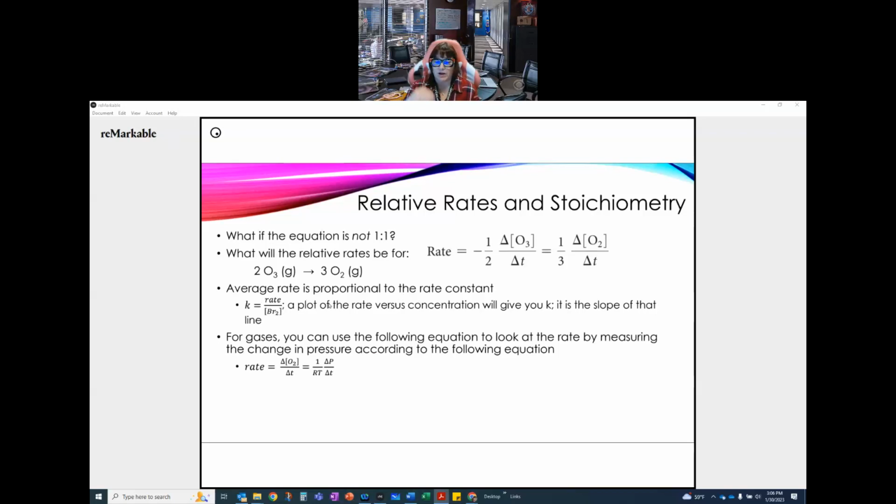So if I take my average rate, K is equal to that rate over the concentration of Br2. A plot of the rate versus concentration will give you K. It's the slope of the line that we'll get, and we'll talk about this again.